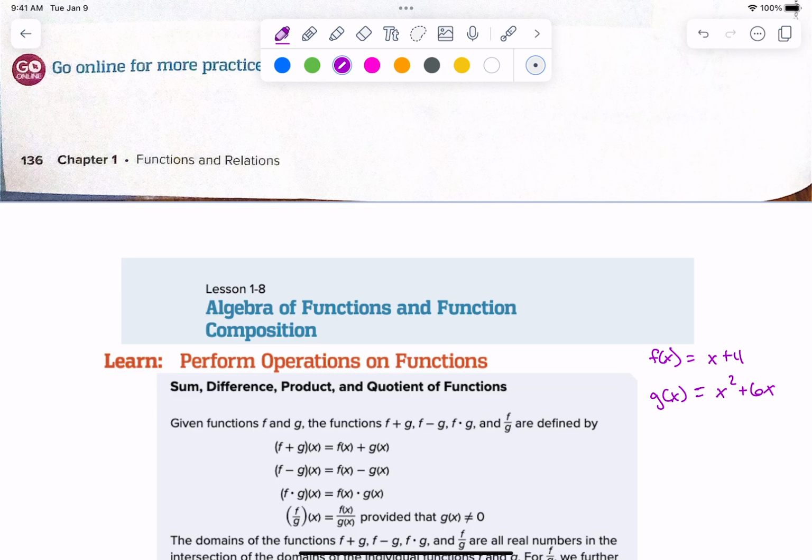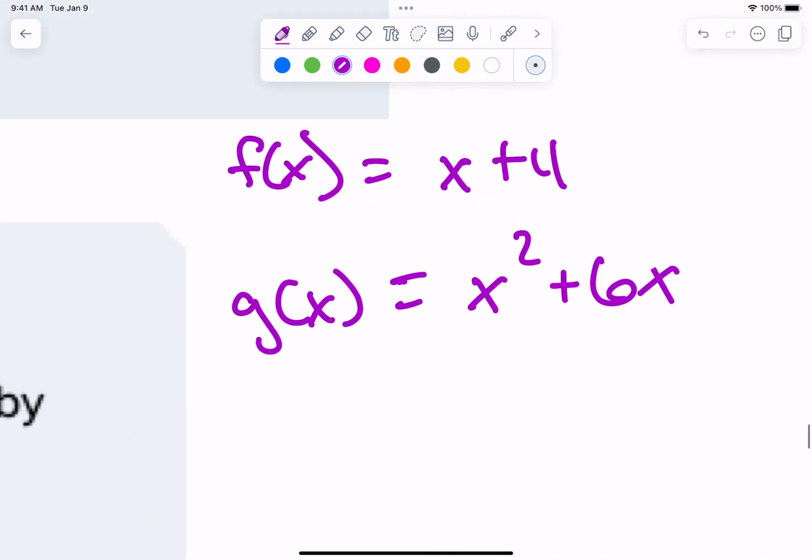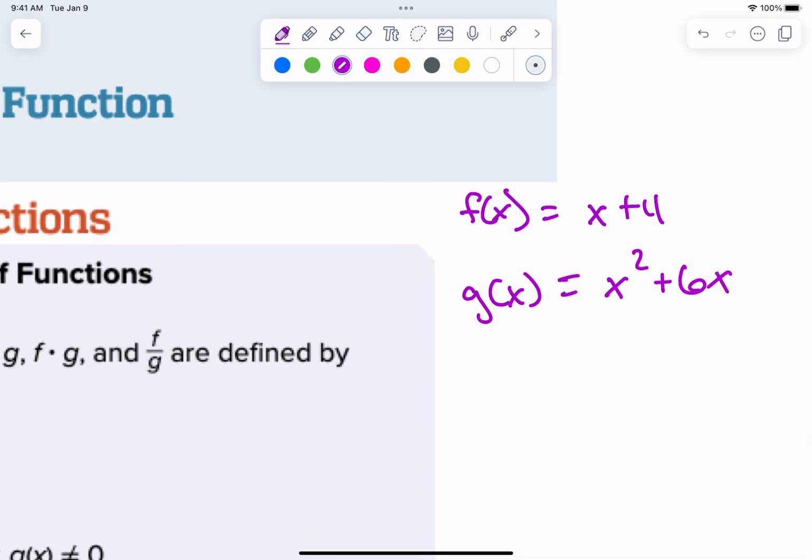All right, so operations on functions. We are adding, subtracting, multiplying, dividing. And then we're sticking functions inside of each other, which is called compositions. Okay, I made these up. F and G. If we're doing f plus g of x, that literally just means you're taking them and adding them together.